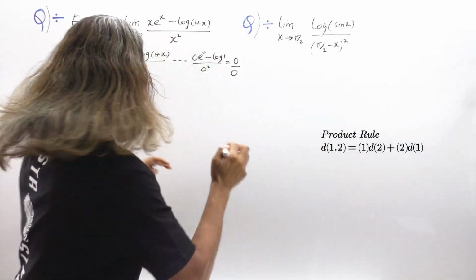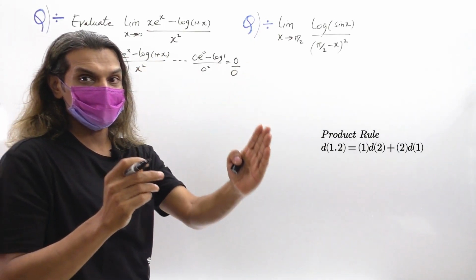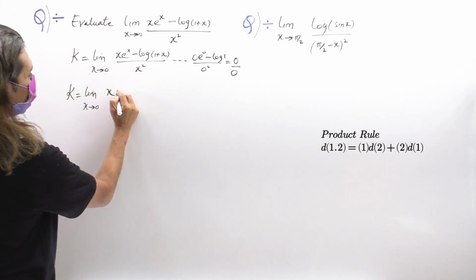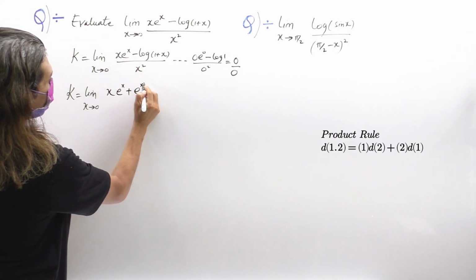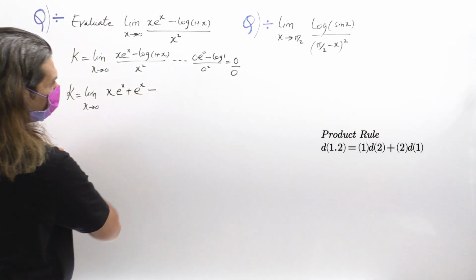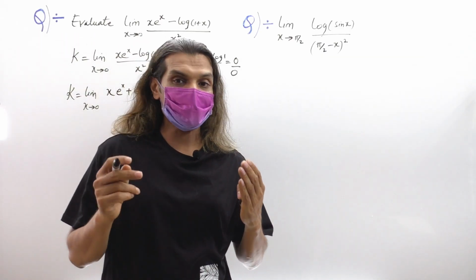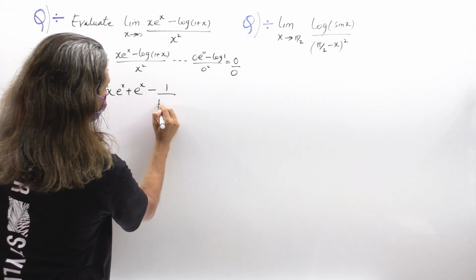Very simple way. So, again be careful here, x e raised to x is algebra, e is exponential. We need to apply the product rule. So, x as it is, differentiation of e raised to x, plus second function e raised to x as it is, differentiation of x is 1, minus differentiation of log x is 1 by x. So, differentiation of log of 1 plus x is 1 whole divided by 1 plus x.